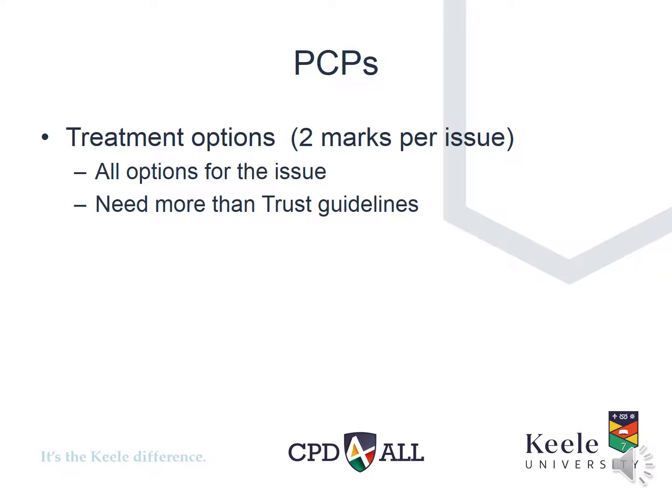Now looking at each of these individually, the treatment options, it's 2 marks per issue. We want you to look at all the options for the issue. So for example, with a patient with type 2 diabetes, you want to look at all of the available options for any patient with type 2 diabetes, not just your patient. And the evidence base needs to be better or more than just trust guidelines.